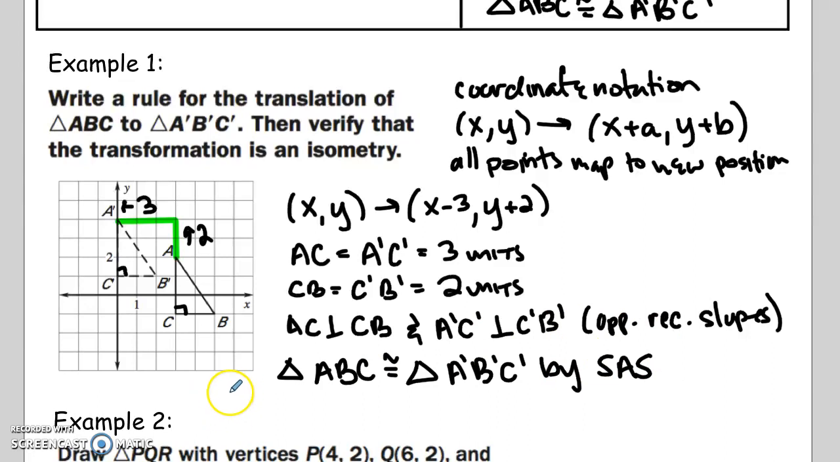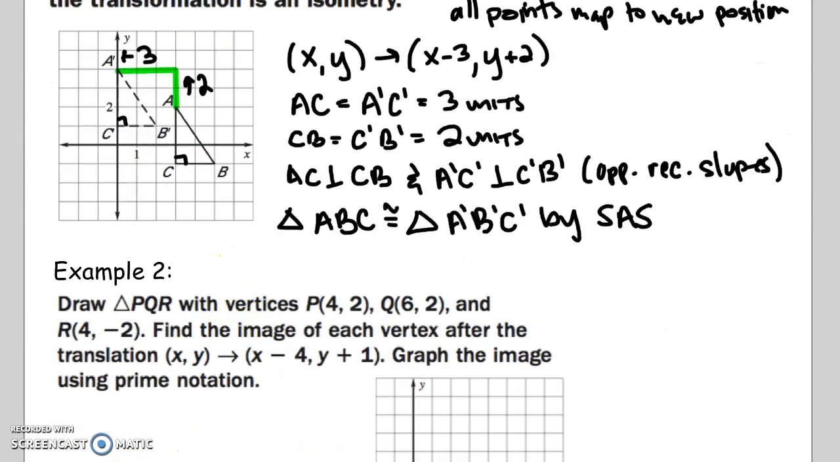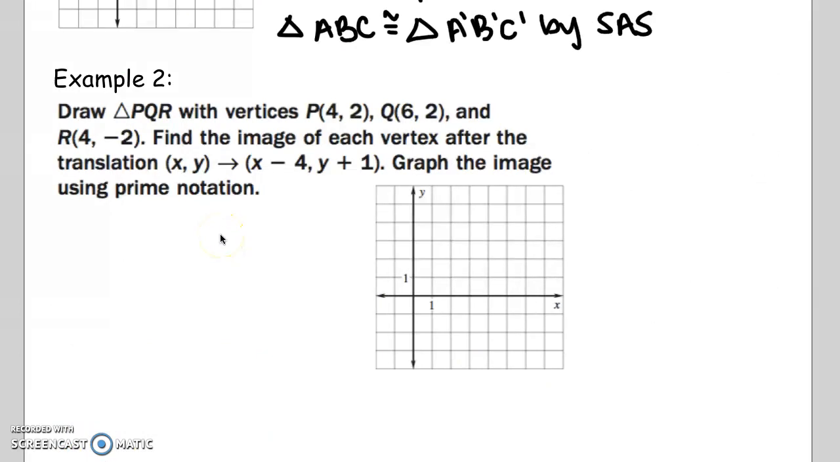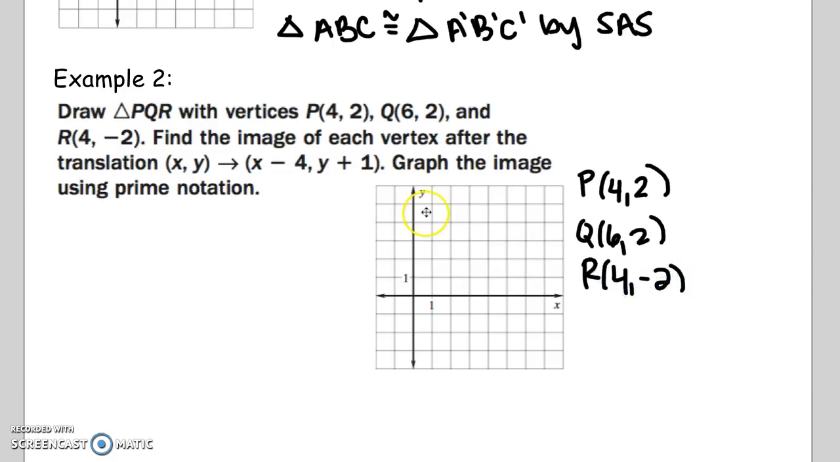All right, so in this next example, what we're going to do here is actually have a pre-image, and then we're going to use the rule that's given to us for the translation and then draw out the image that was produced from here. So the quickest way to do this that I prefer is take all the points that you're going to graph. So P is at 4, 2, Q is at 6, 2, and then you have R at 4, -2, and then take your rule here.